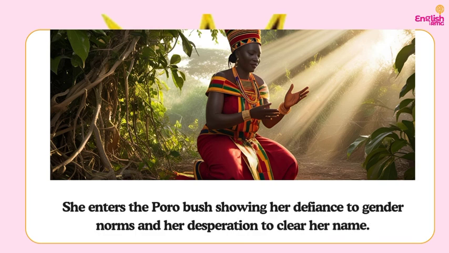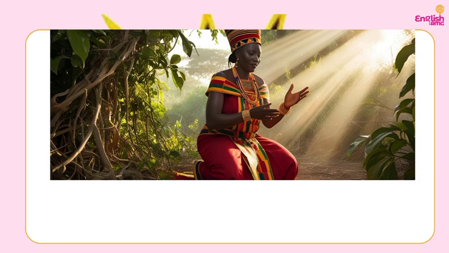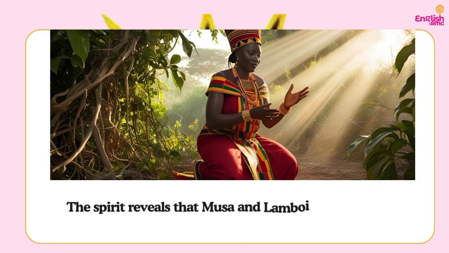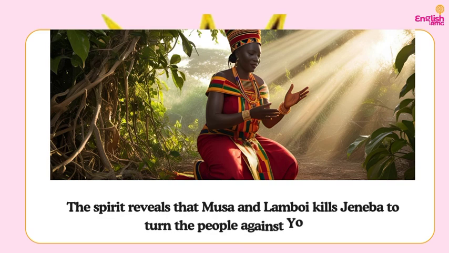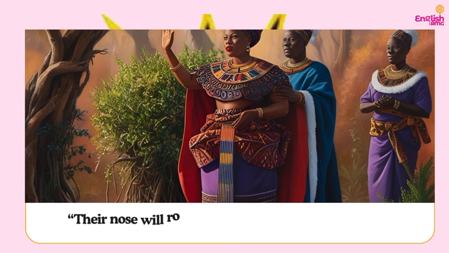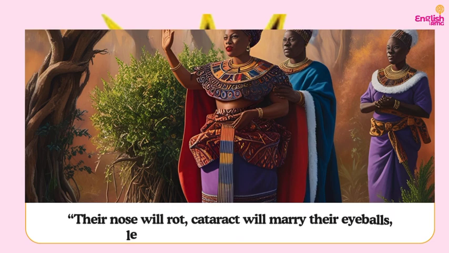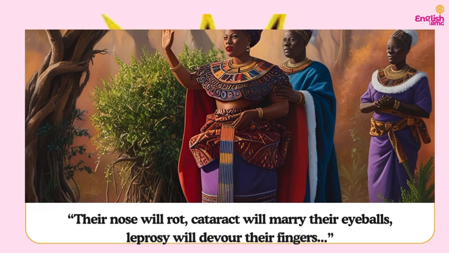However, in the Poro bush, it was revealed to her that Jennifer was killed by Musa and Lamboy. So she felt disappointed that why would Lamboy murder someone else's daughter, and in anger, she cursed Lamboy and Musa. She said, "Their nose will rot, cataract will marry their eyeballs, leprosy will devour their fingers." So, this is also one of the quotes that you can note or commit to memory to support your argument or your analysis or your explanation if you are writing the WASSCE literature examination.